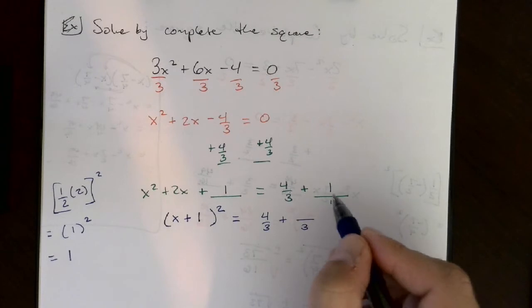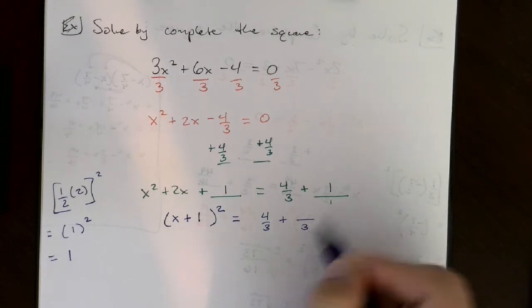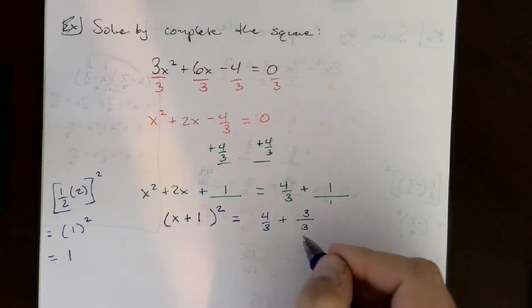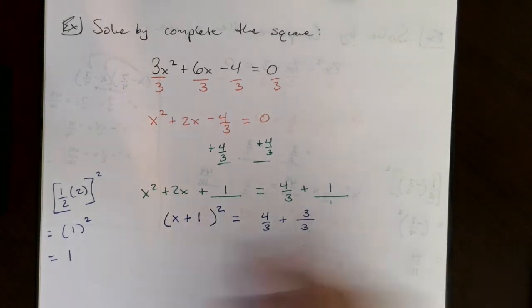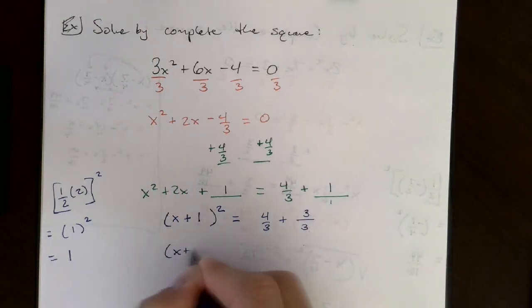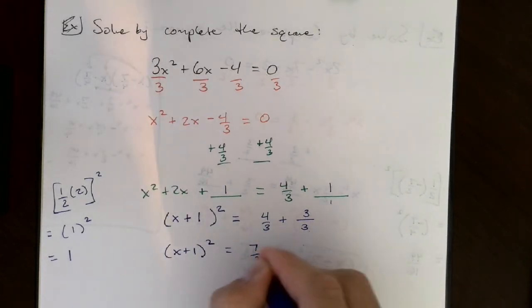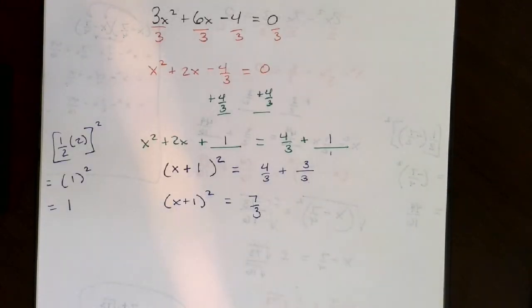So 1 over 1, 1 times what gave you 3 in the denominator? 1 times 3 gets you there. So 1 times 3 gives you 3 in the numerator. So you're adding 3/3. So what we really have here is (x + 1)² is equal to 4/3 plus 3/3, which is 7/3.